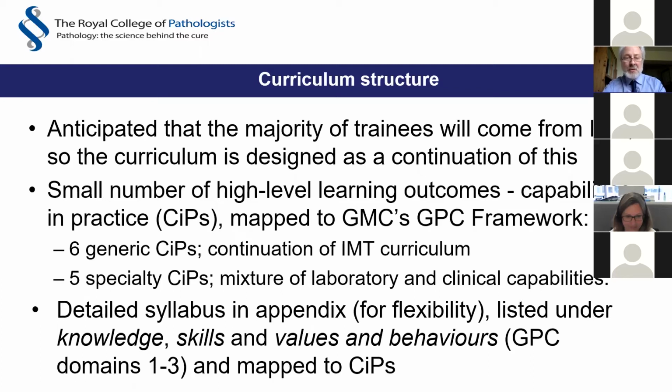And then the curriculum goes on to list areas of study, and then the details of those areas are given in an appendix. This gives us the opportunity to update them in future without having to go through full review of the curriculum again. And they're listed under knowledge, skills, and values and behaviors, which maps nicely to the GPC domains 1 to 3, and they're also mapped to CiPs.